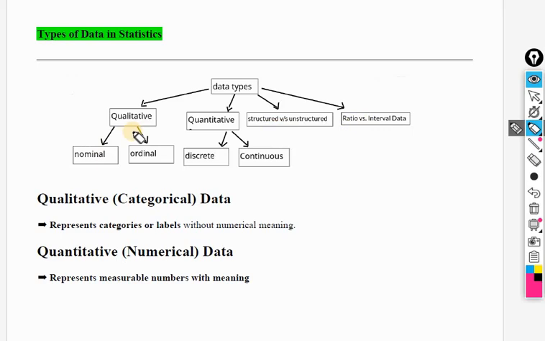Qualitative is mainly related to categorical or labeled data types. Quantitative represents numerical measurables, so all those data types come under quantitative. The same thing is mentioned over here: qualitative means related to categories or labels, and quantitative means measurable numbers.